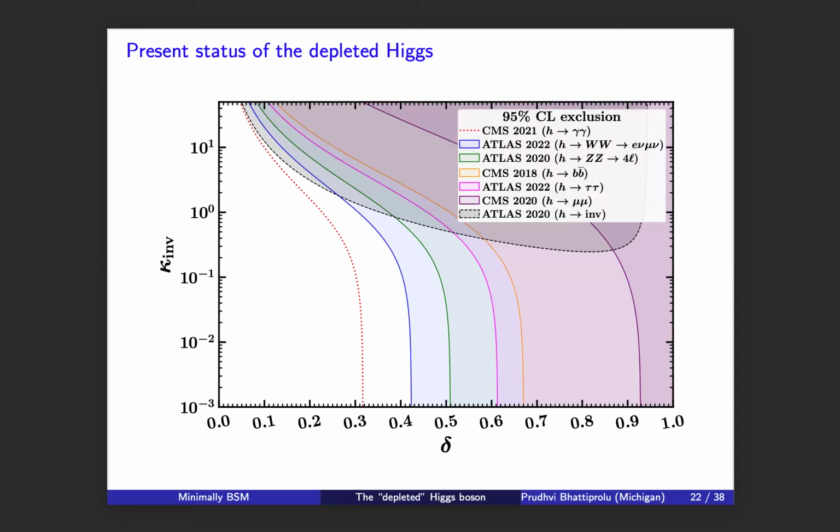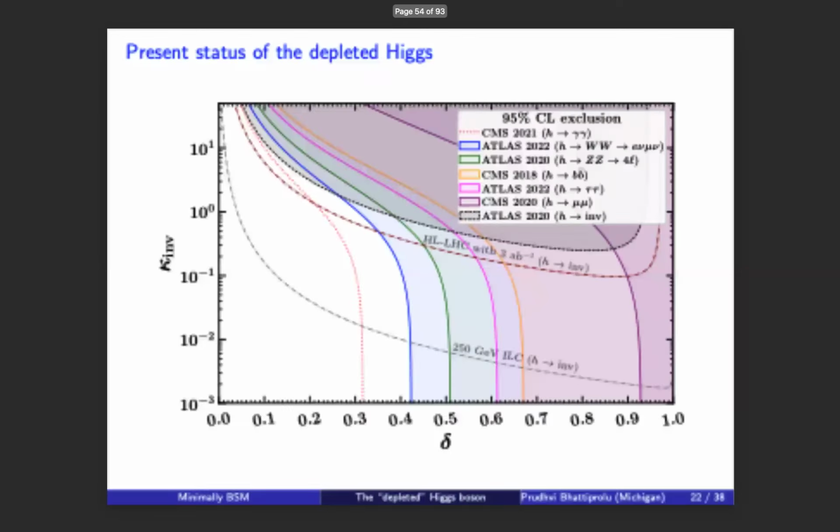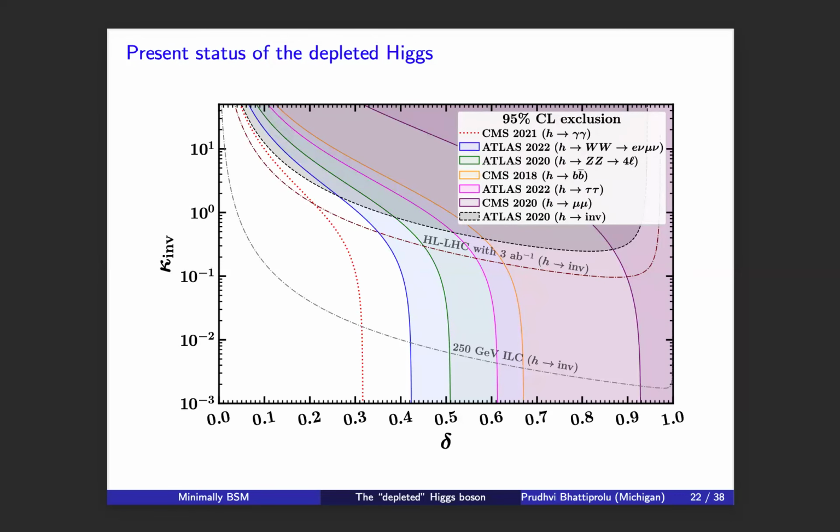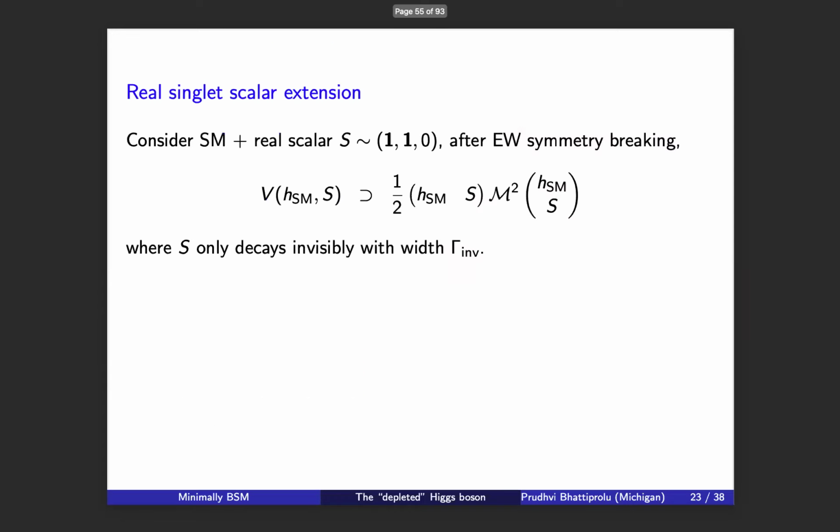Yeah. So this black shaded region with dashed borders corresponds to constraints from searches for Higgs with invisible decays. And then here in dash-dotted are some future projections with HL-LHC with 3 ab^-1 and a 250 GeV ILC with nominal running assumptions. And so you could constrain most of this parameter space with HL-LHC or an ILC.